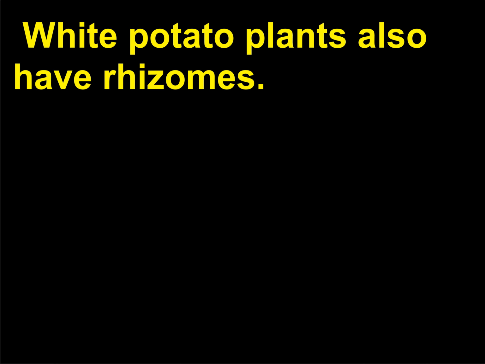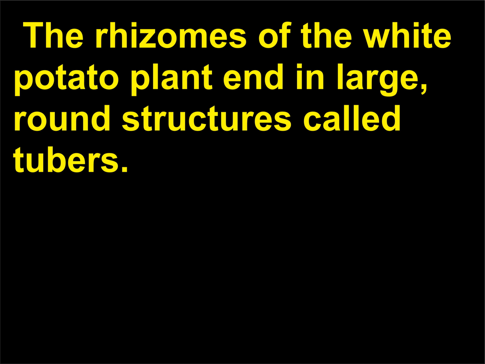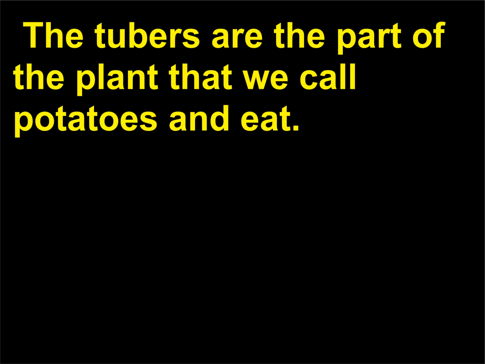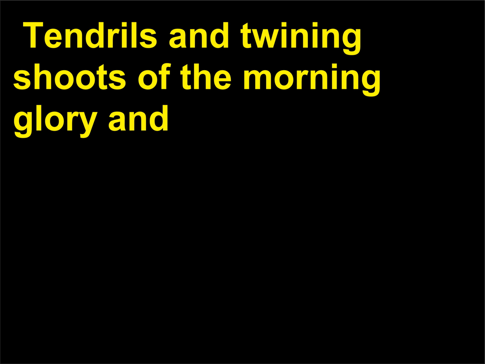White potato plants also have rhizomes. The rhizomes of the white potato plant end in large, round structures called tubers. The tubers are the part of the plant that we call potatoes and eat. Tendrils and twining shoots of the morning glory and sweet potato coil around objects and help support the plant.